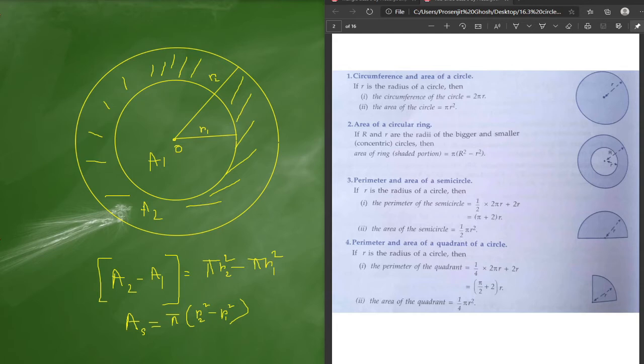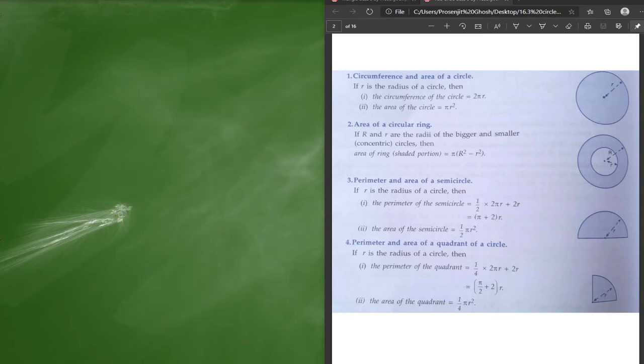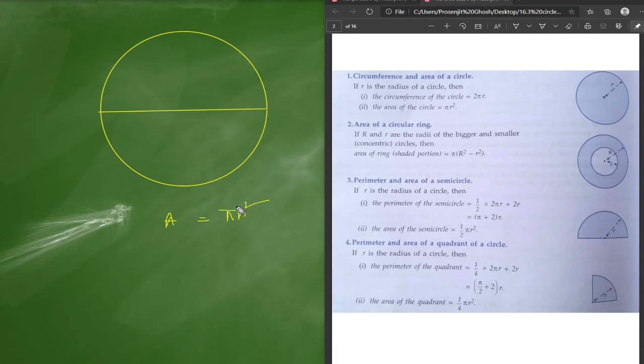Similarly, let me show you two more. First of all, the semicircle. If a total circle is given to you, what is a semicircle? That is nothing but half of that, right? So what should be the area? We know the circle has area pi r square, where r is the radius. Then for the semicircle, what should be the area? Half of the area, that is A by 2, or pi r square by 2. That is this part only.